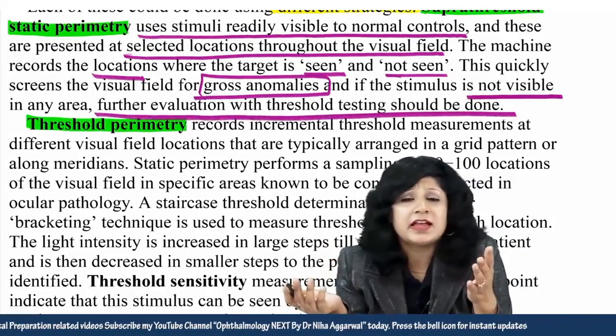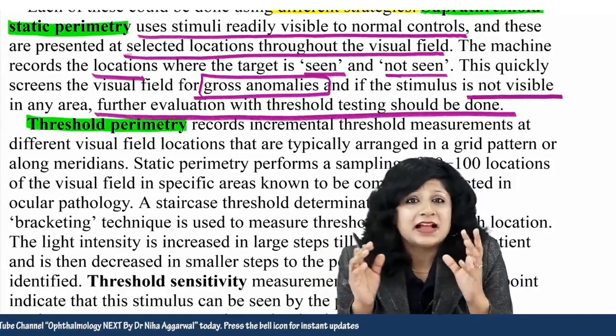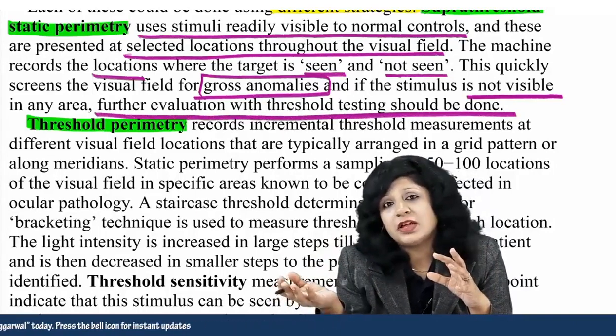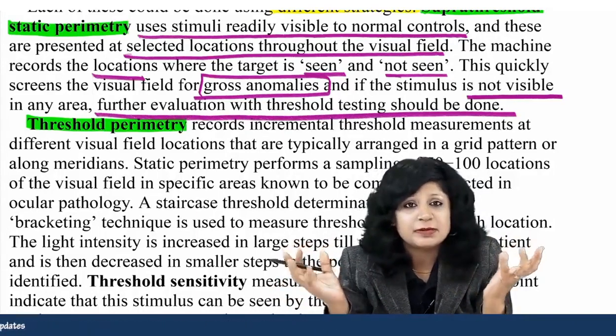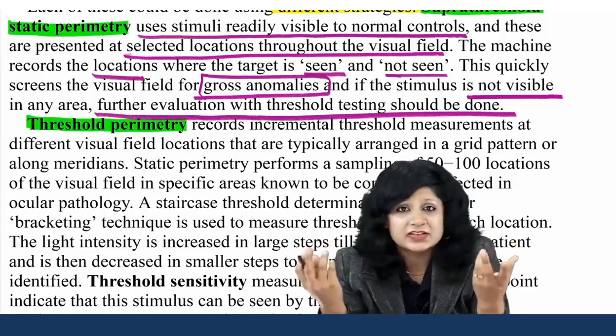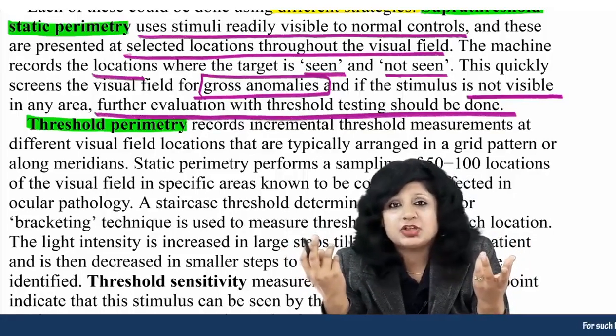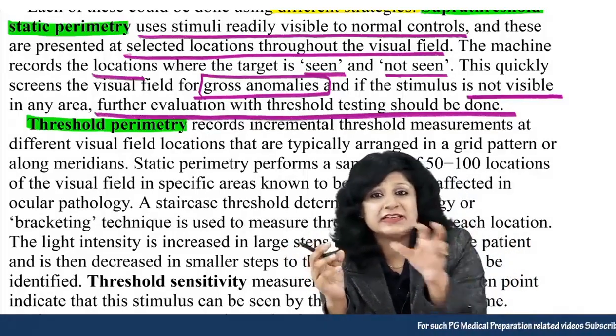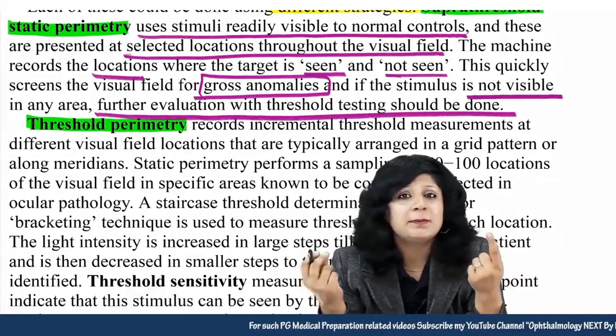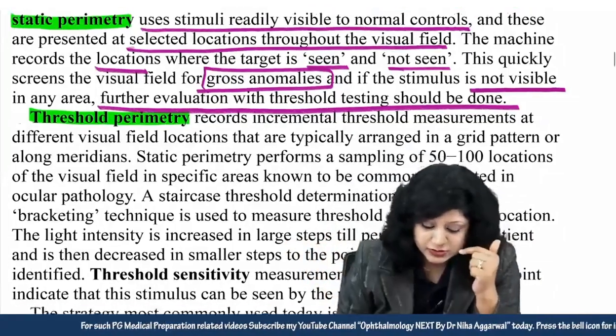So simple, we can use it. We are showing that stimuli which is readily visible to the controls, and then so many points are selected randomly where the target will be shown to the patient, and it will record where the target is seen, where it is not seen, and it will quickly pick up the gross anomalies. This was your supra threshold.